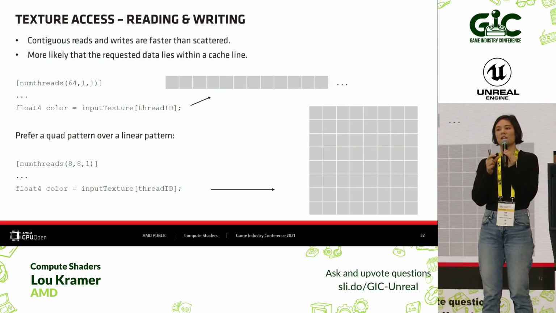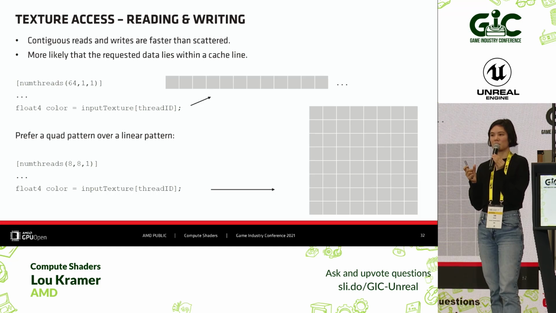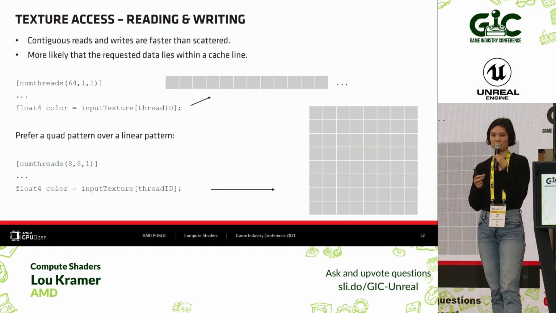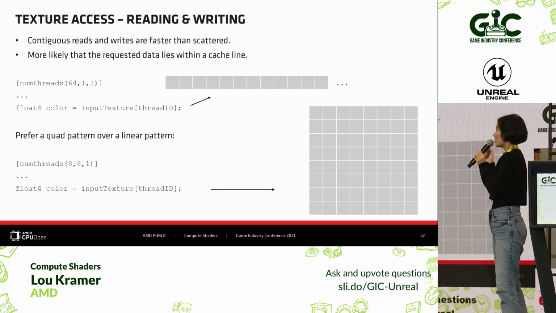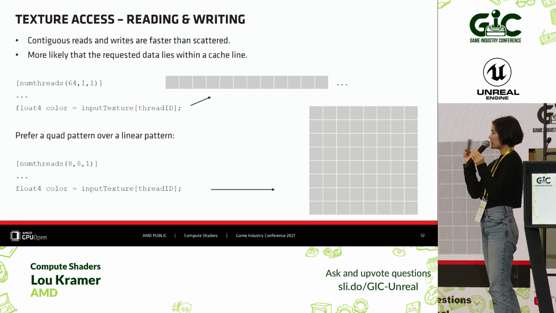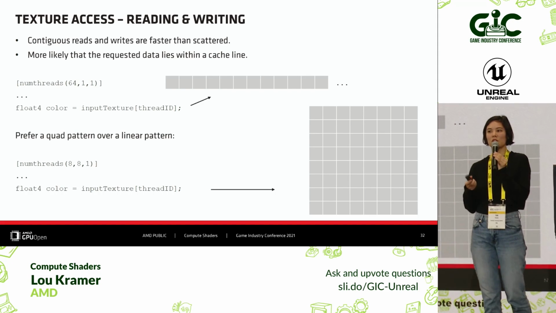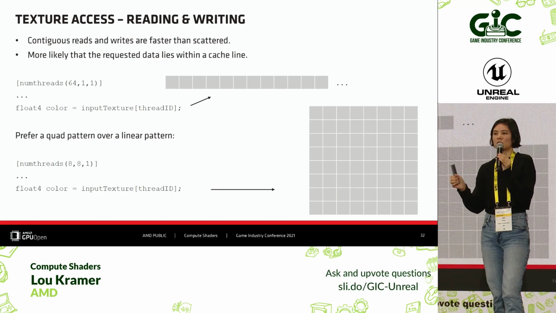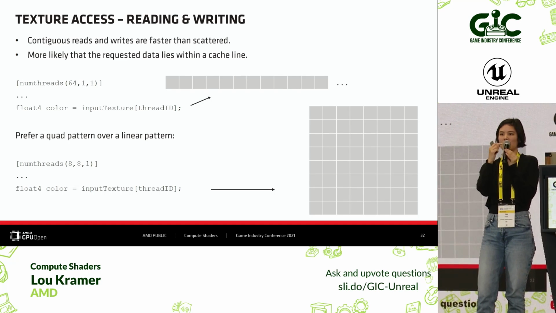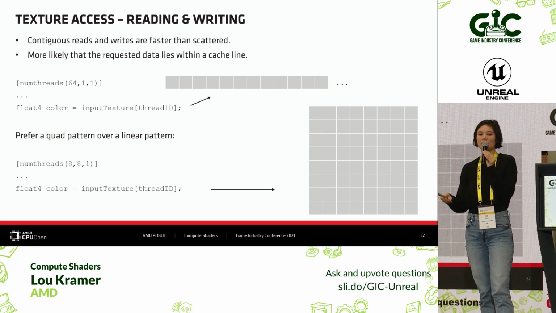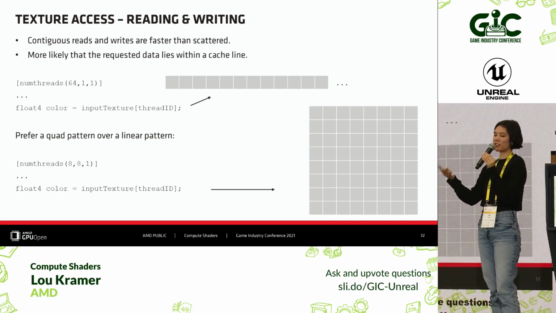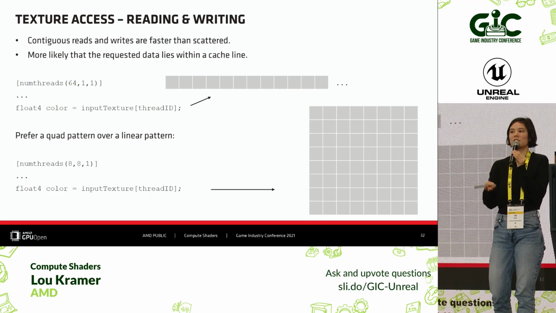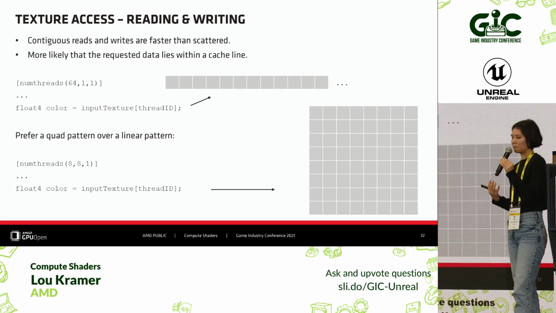Because if they are contiguous, it's more likely that your data lies within a cache line. One example, when you read data, and for example, you have a thread group 64 by 1, so it's kind of like 1D. So your thread indices are also very linear. And then if you just use the thread index to fetch the data from a texture, you will fetch them in a really linear way.